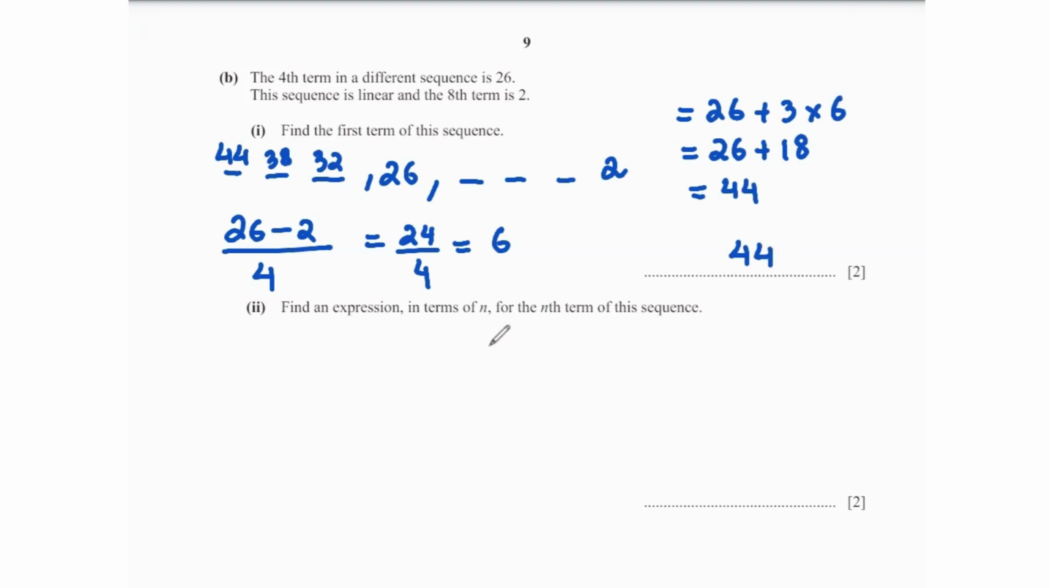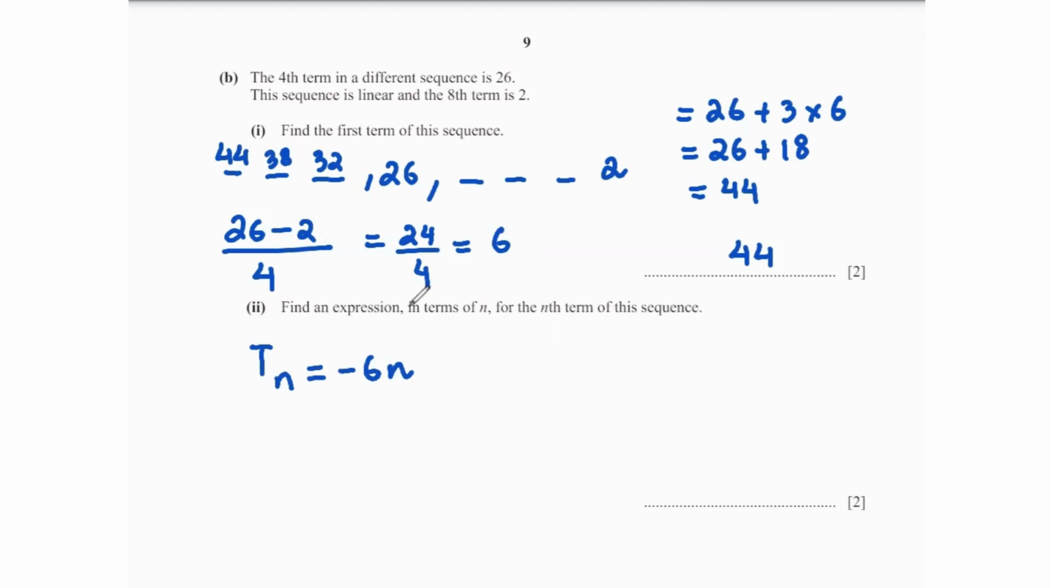Then it says find an expression in terms of n for the nth term. So we know the common difference is 6. 6 is being subtracted. So over here, we'll do negative 6 times n. Why negative 6 times n? Because 6 is being subtracted from each consecutive term, whereas in the previous question, 4 was being added to each consecutive term. So the nth term so far is negative 6 times n.